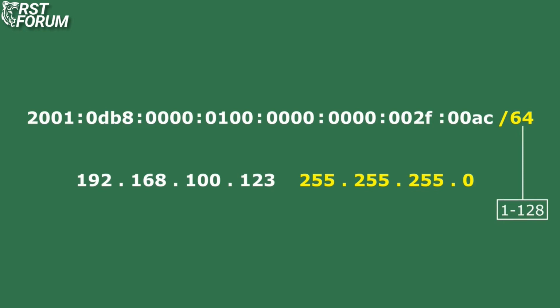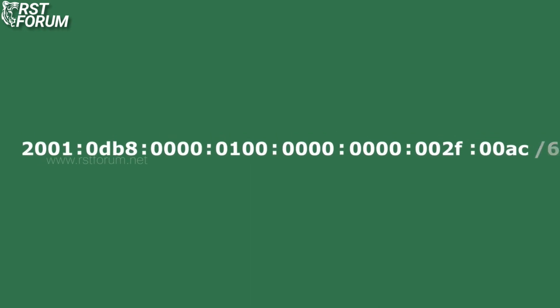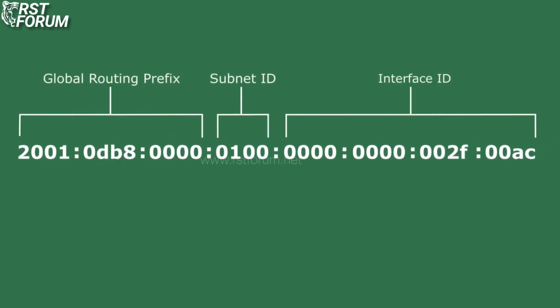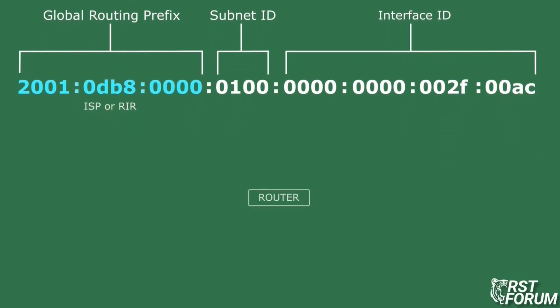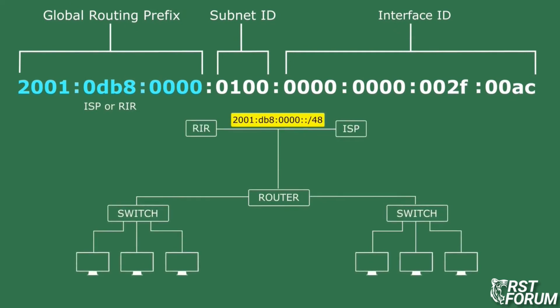As we can see, there are 3 parts of an IPv6 address. The leftmost three fields contain the global routing prefix. This 48-bit prefix identifies the organization site within the public domain. It is usually allocated to your site by an ISP or regional Internet registry.